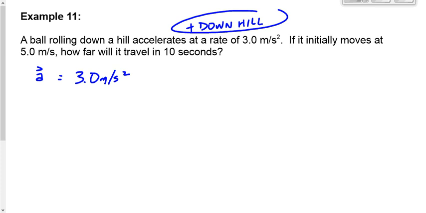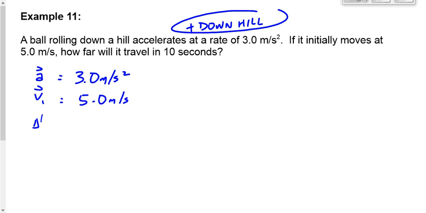What else do we got here? 5.0 meters per second. What is that? That's going to be VI, the initial velocity. Good. Now, if I had to define down the hill as negative, then this would be negative 5 meters per second rather than positive 5, right?